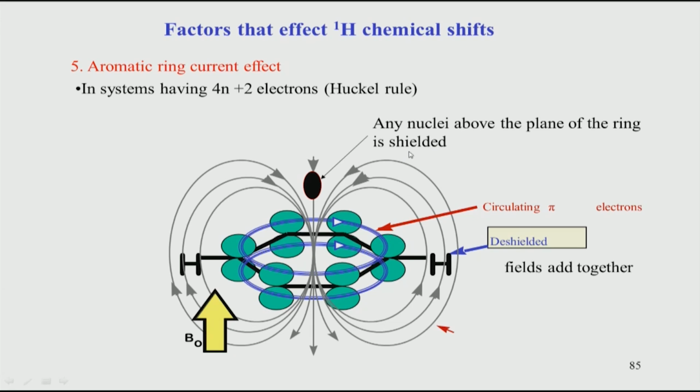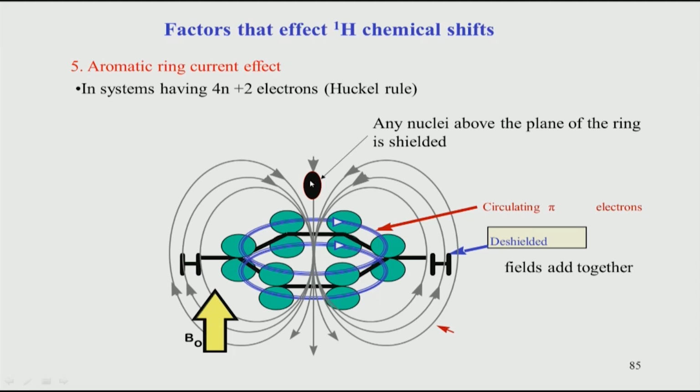Shielded means it comes at an upfield position, whereas if you look at a hydrogen atom located in the plane of the ring, the magnetic field here is coming in the vertical direction and it is in the same direction as the main magnetic field shown in yellow. So, the field from this electron cloud supports the main magnetic field, and the two add up together, which increases the magnetic field. In other words, it results in de-shielding of this hydrogen.